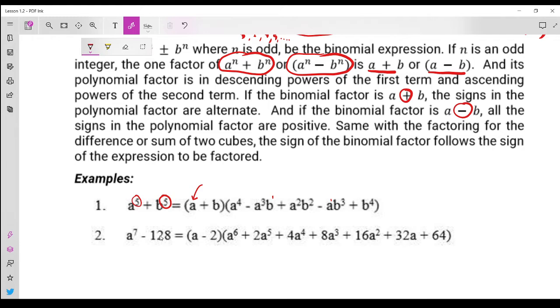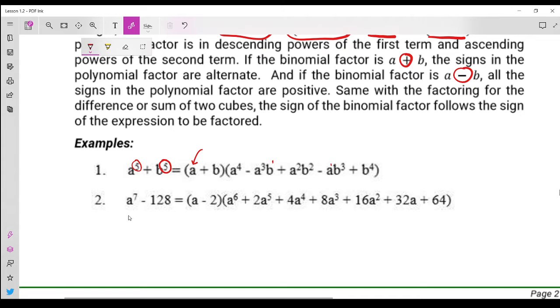Next, let's have a raised to 7 minus 128. What we're going to do is express this as a raised to 7 minus something raised to 7. Can we express 128 as something raised to 7?